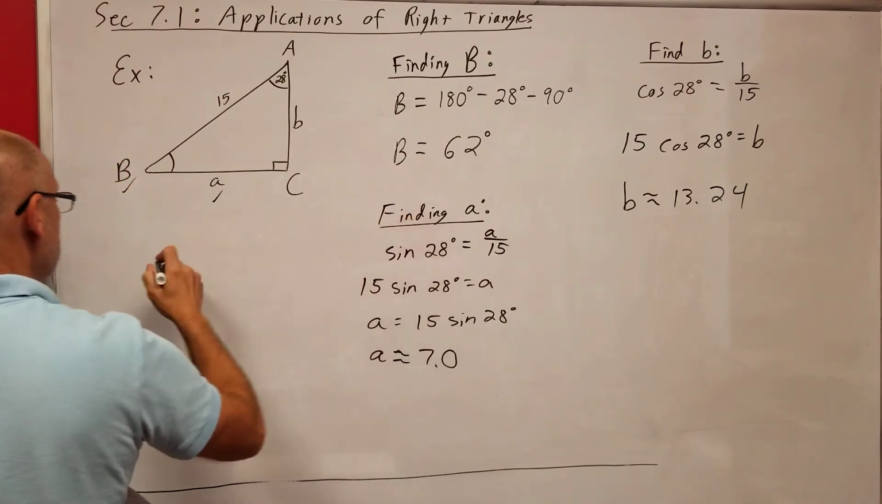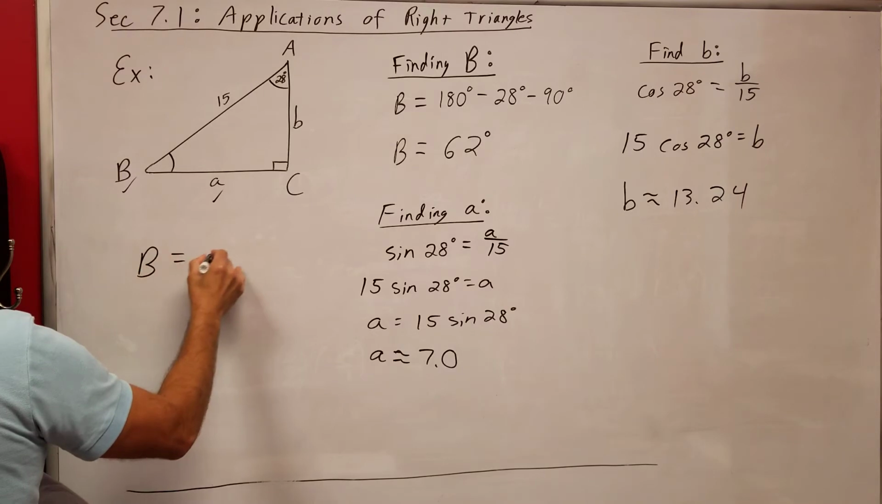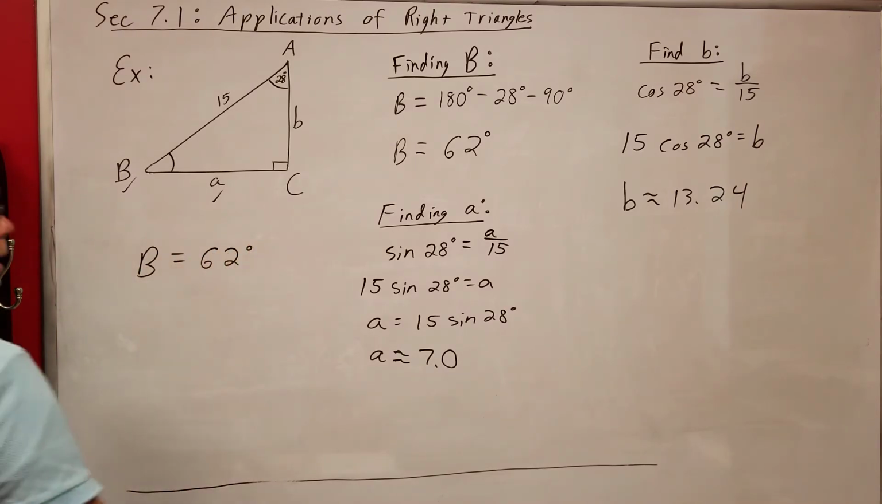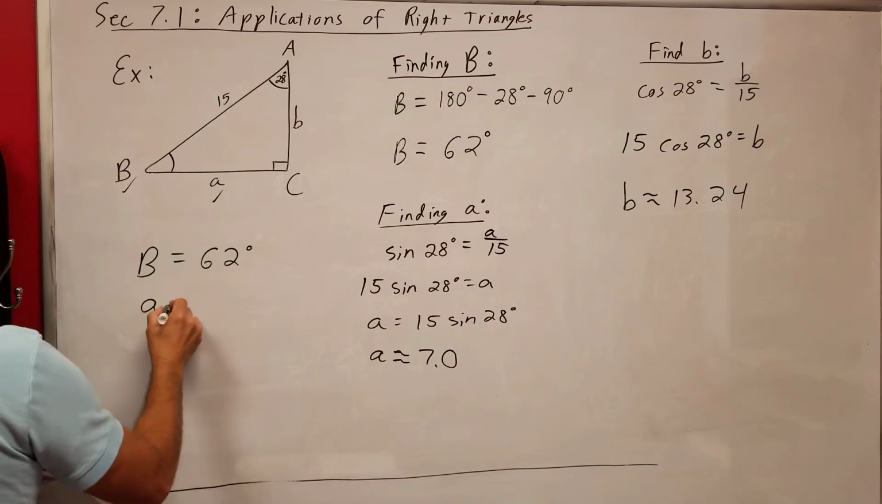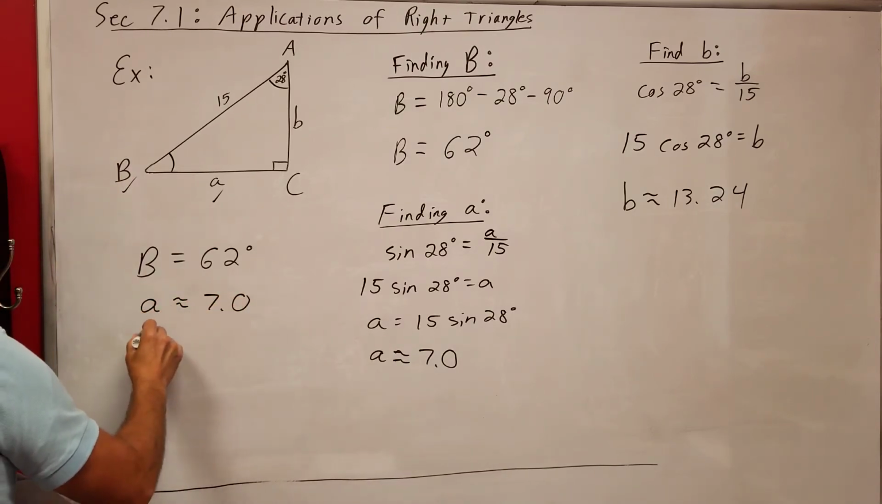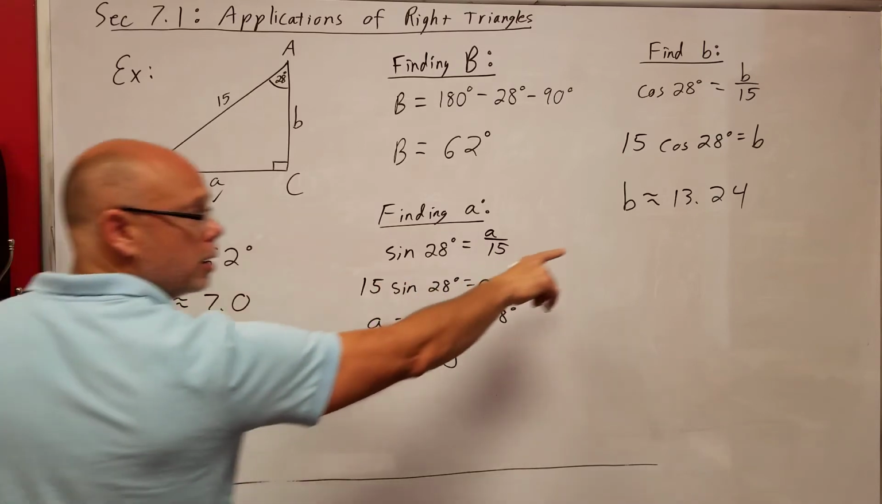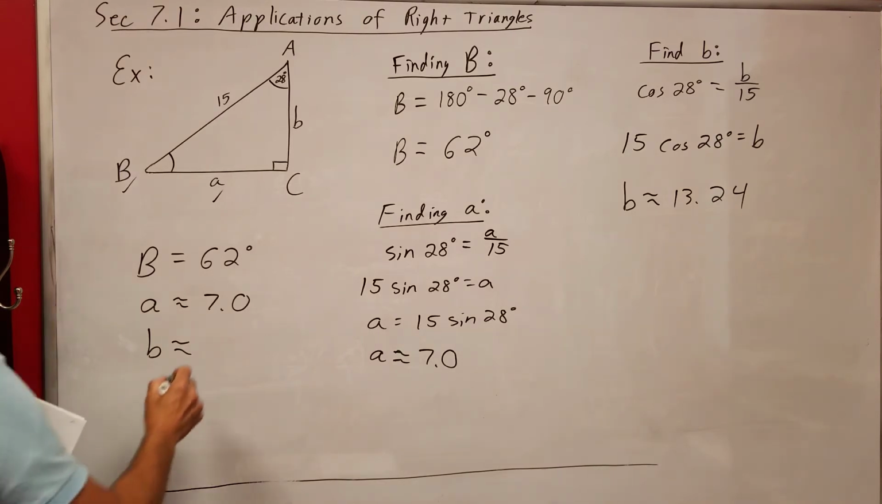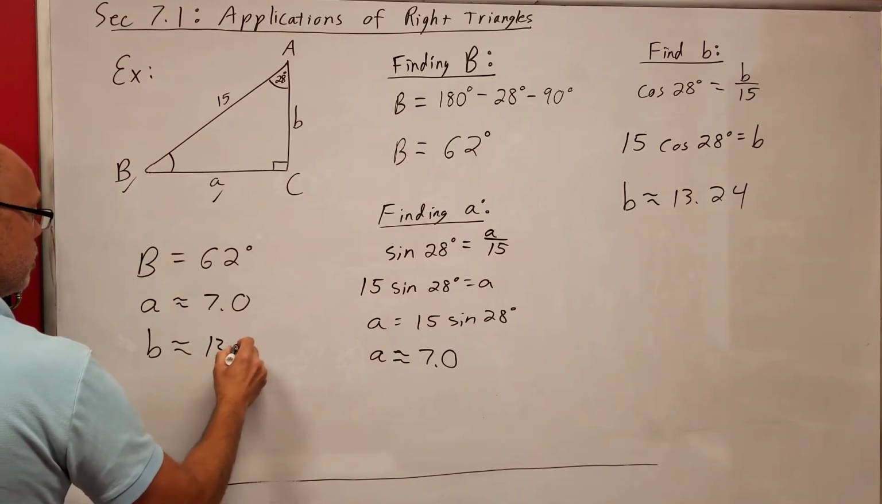So what I come up with here, capital B or angle B was 62 degrees. Don't forget your unit here. Lowercase a is approximately 7.0. And lowercase b I came up with over here was approximately, what did they tell me to round to in this one? They did not tell me, but we're going to round to the nearest tenth there, 13.2.